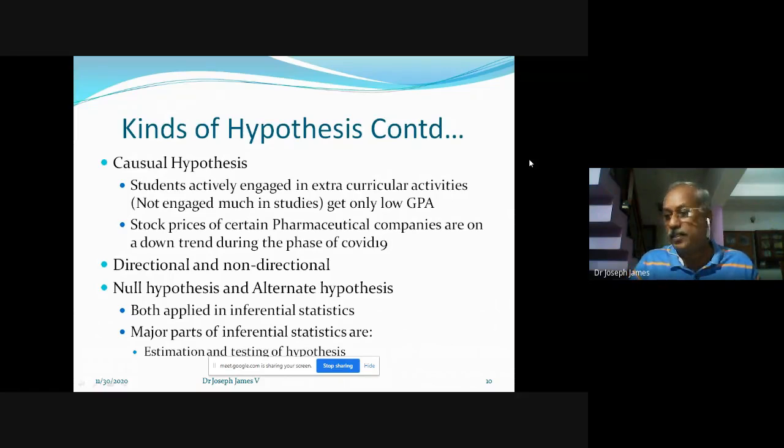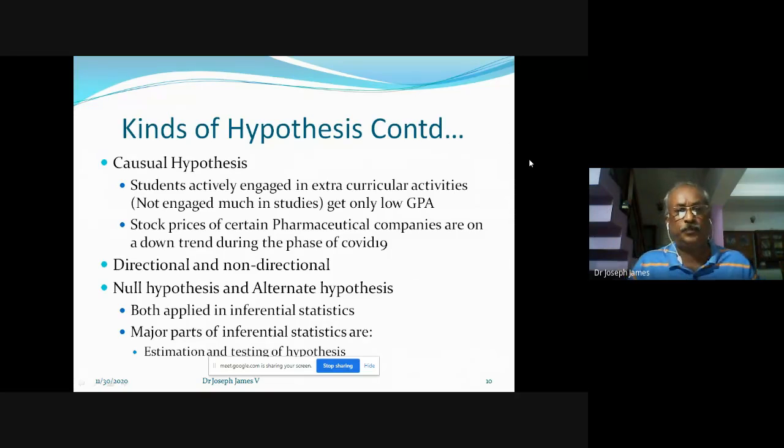When we hear null hypothesis, a misconception commonly seen is that it should be a negative statement. Say for example, variable x and variable y are not related. It is a common misconception that the null hypothesis shows such a negative type of relation. It is not like that.